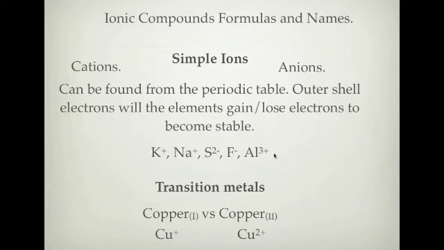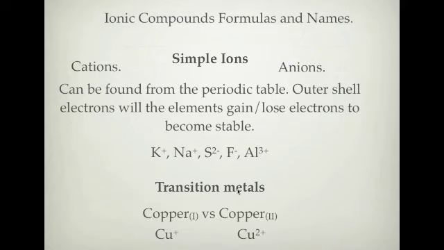Aluminium, on the other hand, is in group 3, so therefore it has 3 electrons on the outside shell. What it does to become stable is it loses those 3, because it's easier to lose 3 than gain 5, so it loses 3 electrons and it becomes Al3+. These simple ions, their charge can simply be found from the periodic table, thinking about how many electrons it will either lose or how many it will gain.